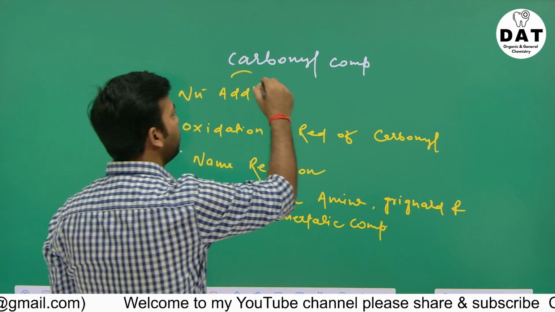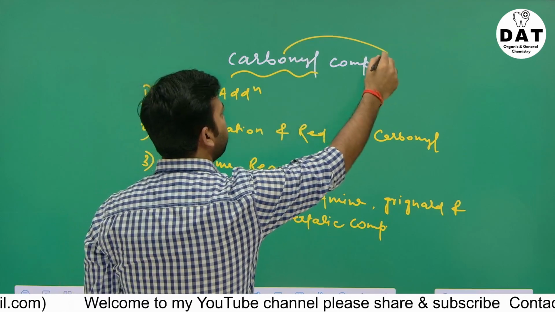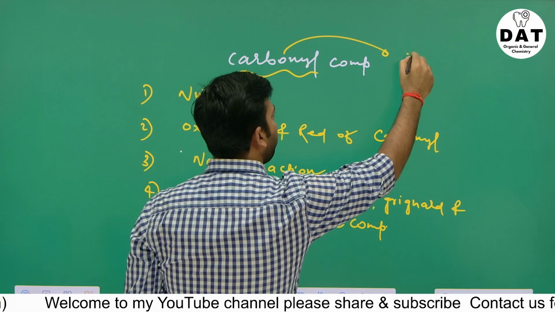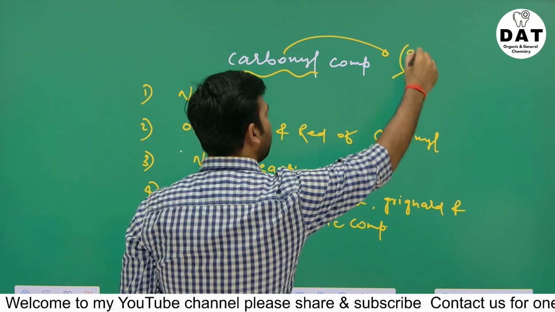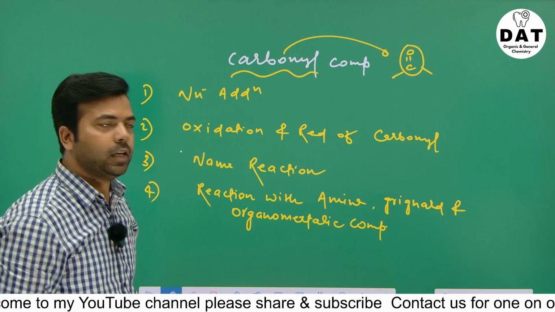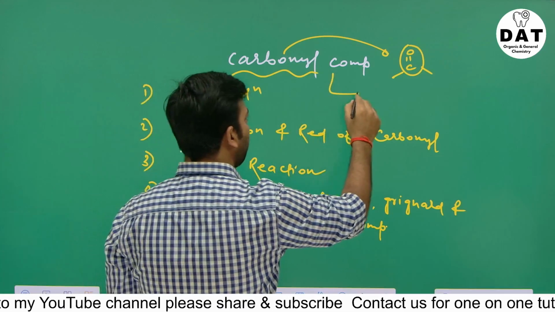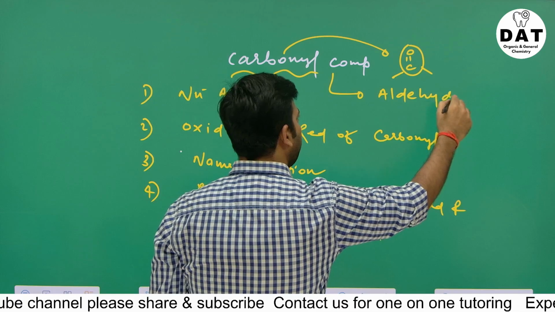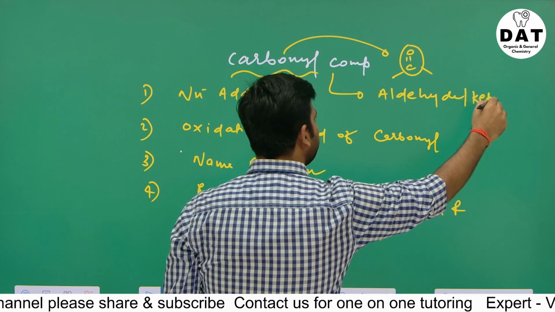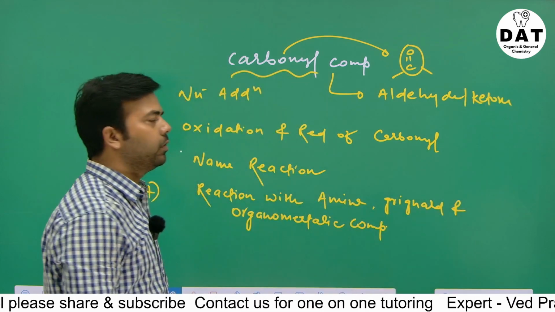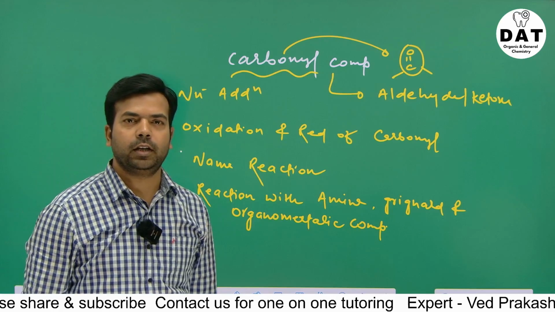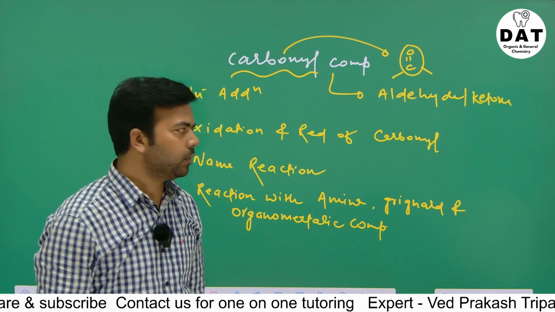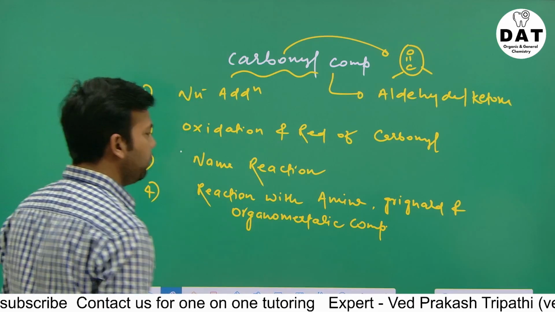Carbonyl is what? Carbonyl means C double bond O. This is called carbonyl, and in this chapter we are going to cover the reactions of aldehyde and ketone, as well as few more things related to aldehyde and ketone, like its reactivity. Okay, so let's start the very first one.